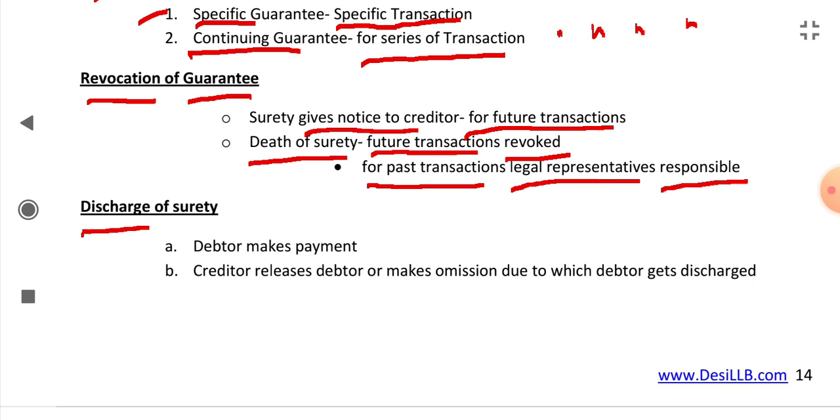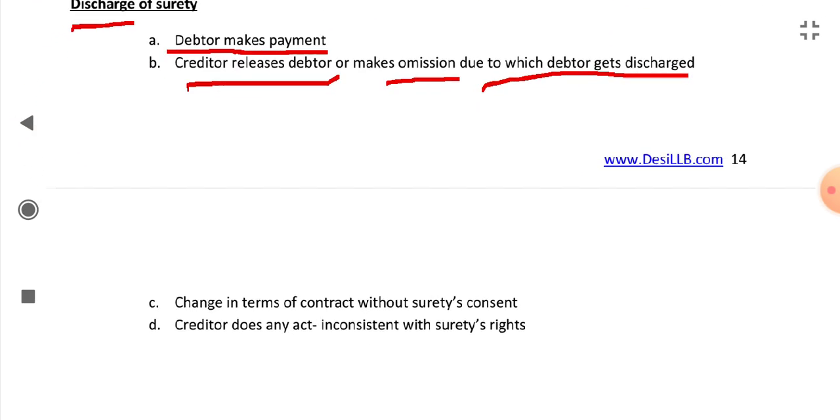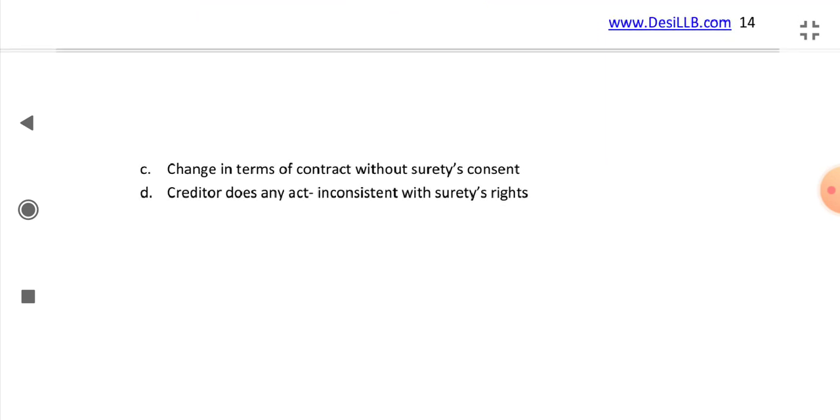Discharge of surety. How is the surety discharged? The surety will get discharged if the debtor makes the payment. Okay. Second one is the creditor himself releases the debtor and says that now you are released, or the creditor makes some omission due to which the debtor gets discharged. Then the surety will also get discharged.